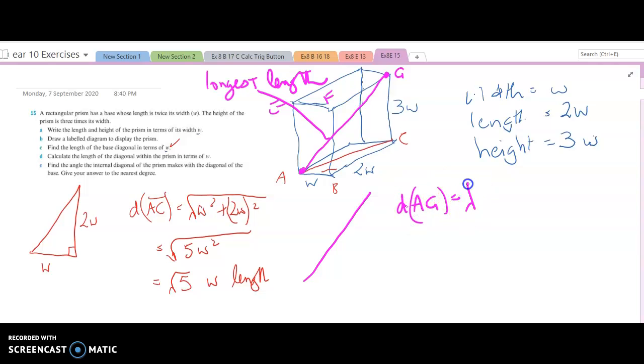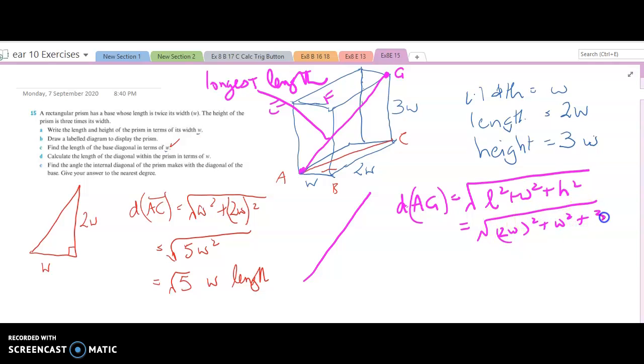We can use the formula that I gave you: length squared plus width squared plus height squared. It's a shortcut, which means we have 2W all squared plus W squared plus the height, which was 3W, all squared. They all add up to 4 plus 1 plus 9, which is 14. So root 14 W squared, or root 14 and the W outside.